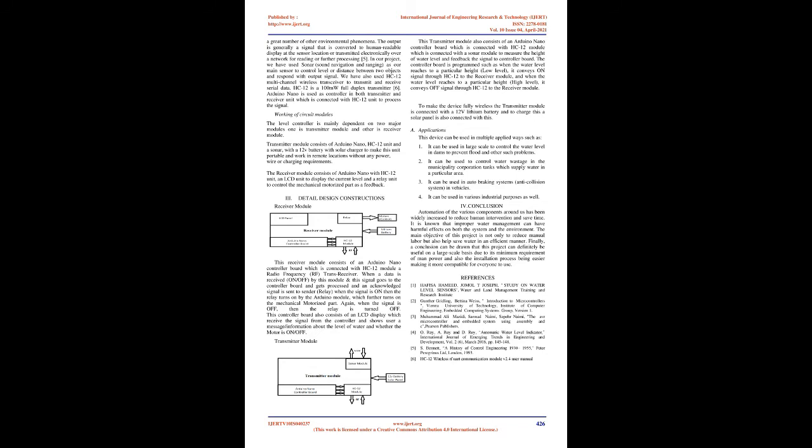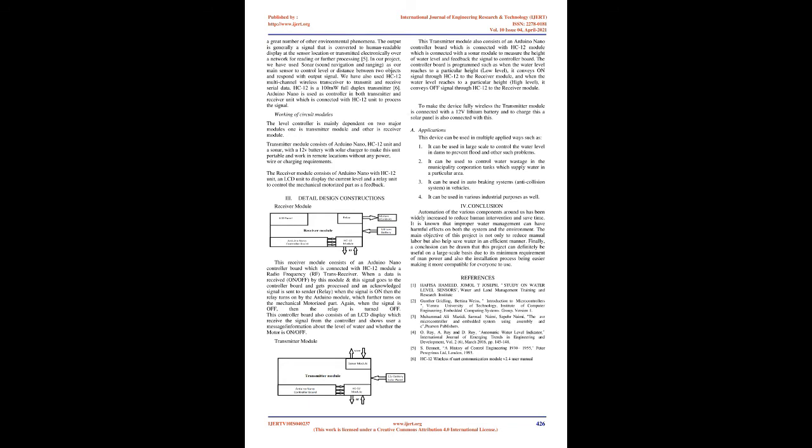Detailed design constructions. Receiver module. This receiver module consists of an Arduino Nano controller board which is connected with the HC12 module, a radio frequency, RF, transceiver. When data is received, on/off, by this module, the signal goes to the controller board and gets processed, and an acknowledged signal is sent to the sender, relay. When the signal is on, the relay is turned on by the Arduino module, which further turns on the mechanical motorized part. Again, when the signal is off, the relay is turned off.